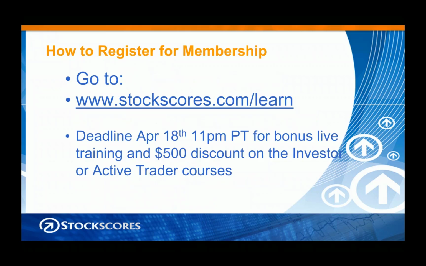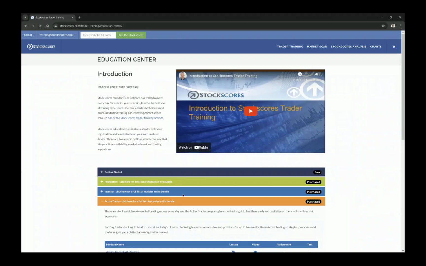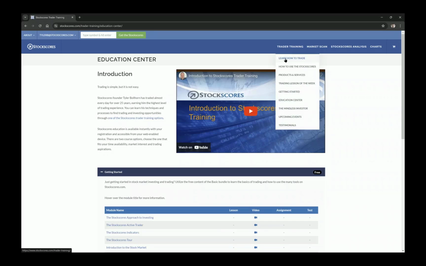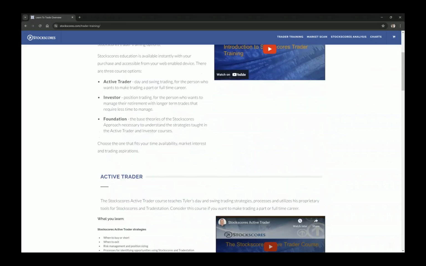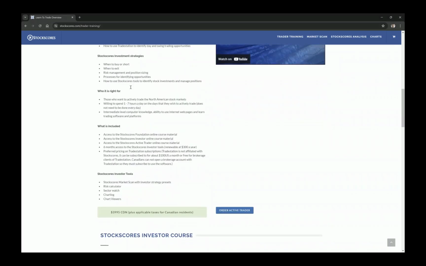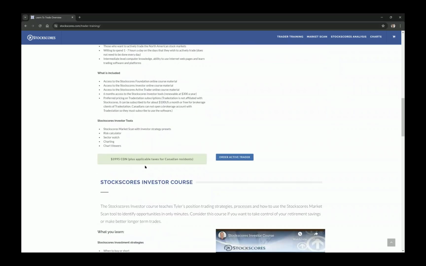So to register, pretty simple. Go to the Stockscores website and go to Trader Training, Education, oh, not Education Center. Go to Trader Training, learn how to trade. There's information here on the courses if you want more details. So there's a little video there. There's who's it right for, what's included, all that kind of thing is all there.